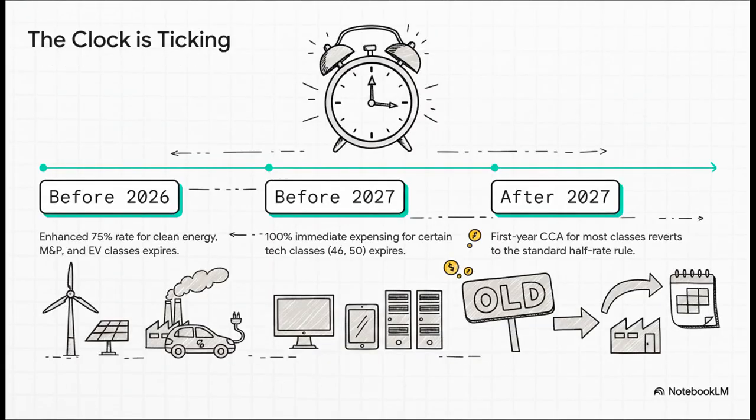But, and this is the most critical part, these incentives will not last forever. The clock is ticking. The enhanced rates for clean energy, manufacturing, and EVs are currently set to phase out before 2026, with the big tech write-offs ending before 2027. After that, we're scheduled to go back to the old rules. This creates a very clear and very urgent window of opportunity for businesses.